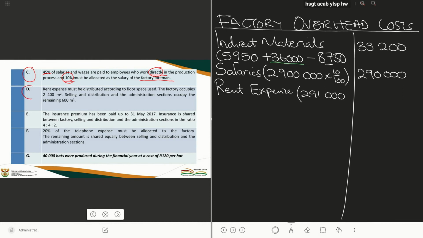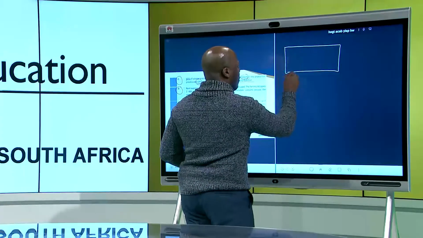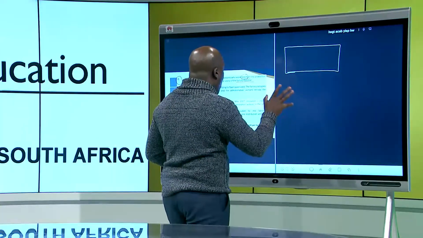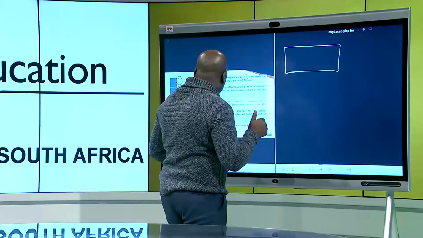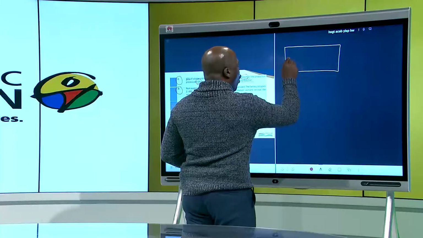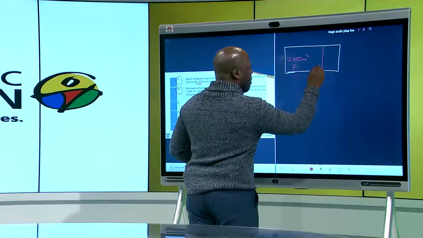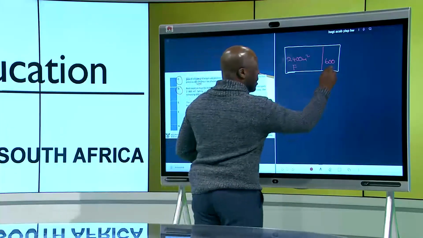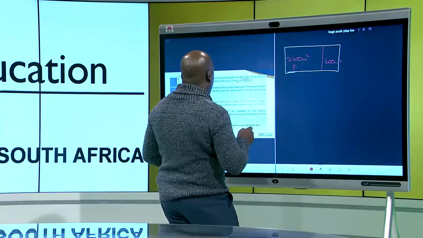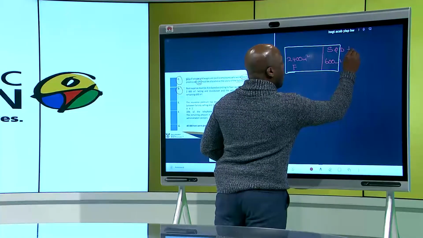Information D, they did say something. They say rent expense must be distributed according to floor space used. What is this floor space that is used? If you are talking about floor space used, it simply means this is our entire building, the floor area. And this entire building is not only being occupied by the factory, but it has the factory, the selling and distribution, and the admin. In this particular question, they are saying 2.4 square meters goes to the factory. And the remainder, which is 600 square meters, goes where? To the selling and distribution plus admin.